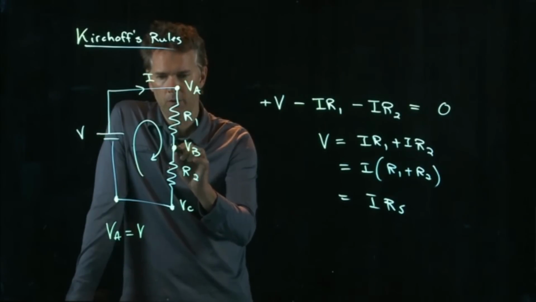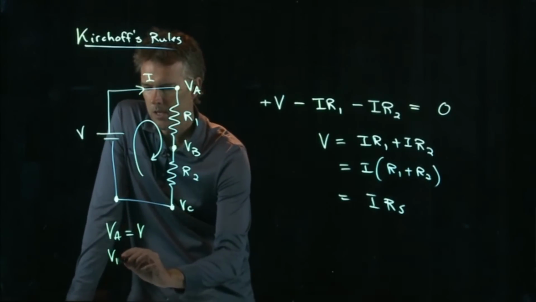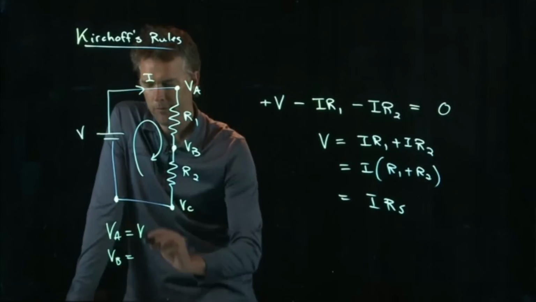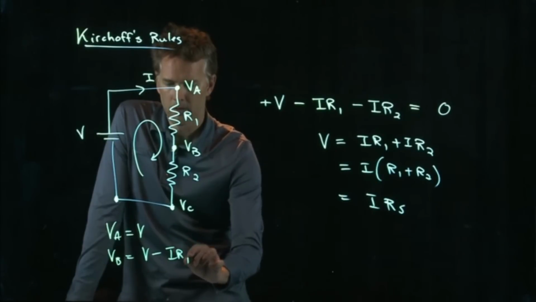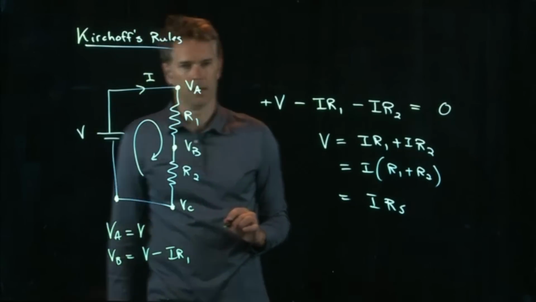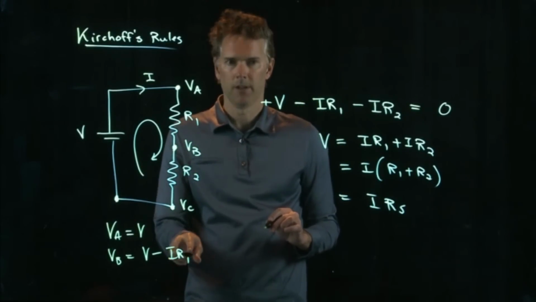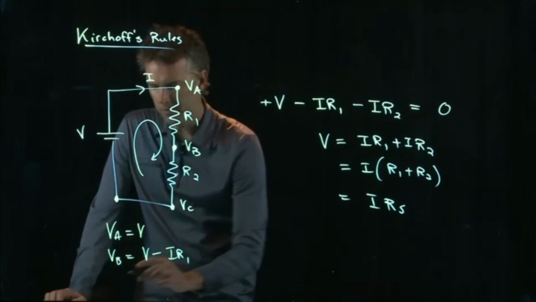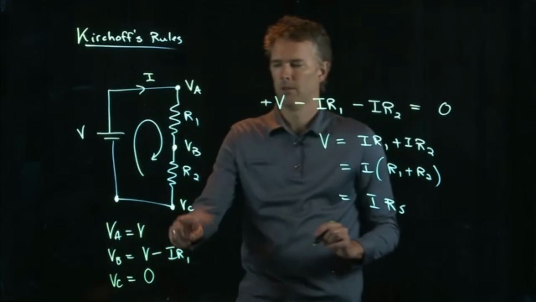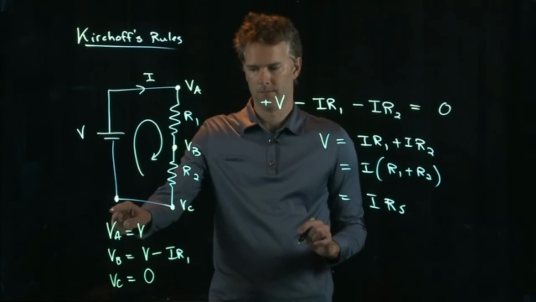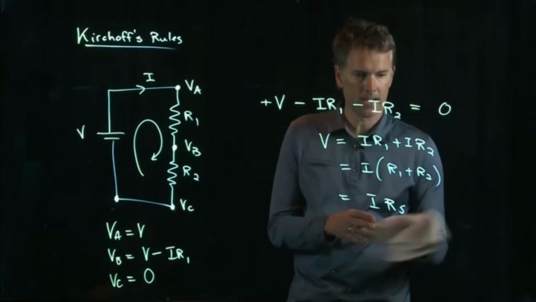But VB, the voltage here, is going to be less than that, right? VB is going to be the battery voltage V minus how much it drops through R1. Okay, so that's going to be a little bit less because you have current and you have resistance. VC is, of course, going to be 0, right? You're already down here. Okay, so let's see if we can do our problem and attack part B.